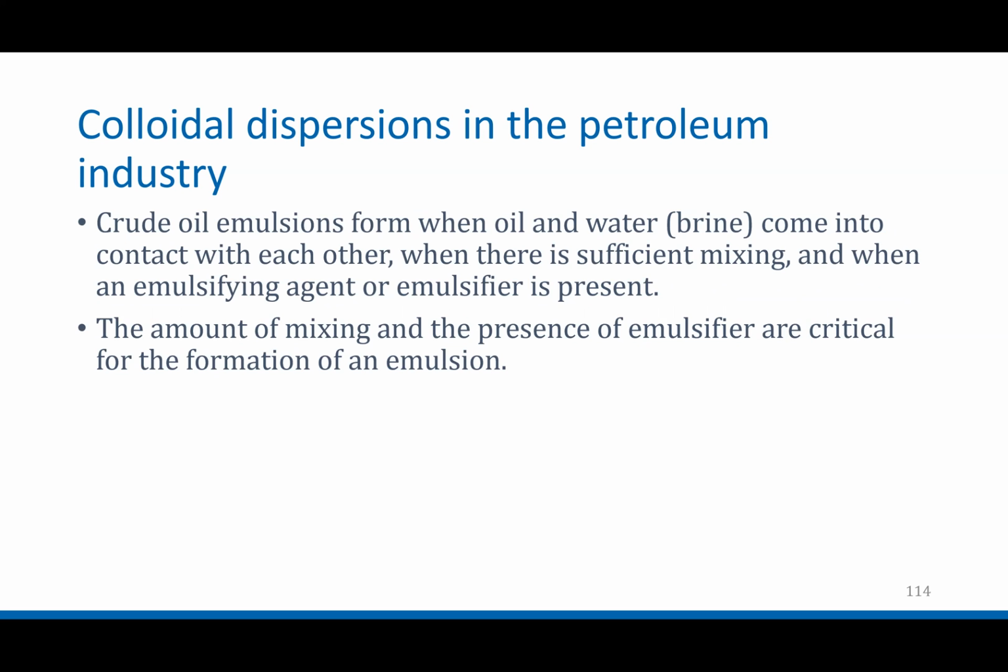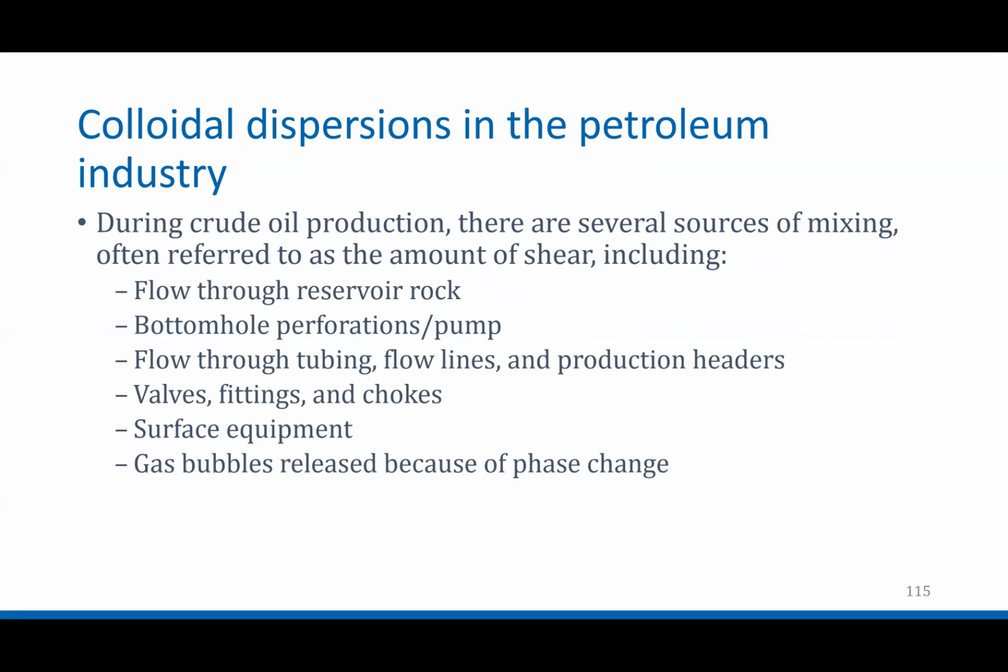Crude oil emulsions form, of course, when water and oil mix. They come into contact with each other, but there has to be sufficient mixing. And typically, there's an emulsifying agent or emulsifier present. The amount of mixing that's allowed and the presence of an emulsifier are very, very important for the formation of an emulsion. So how does it happen? Where does mixing, for example, happen in the petroleum industry? Well, the mixing is often referred to as the amount of shear, and it can happen at a few points.